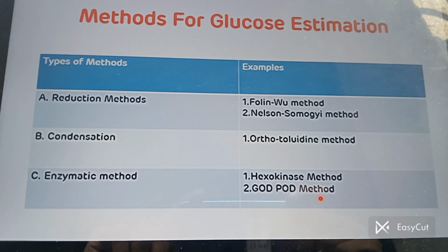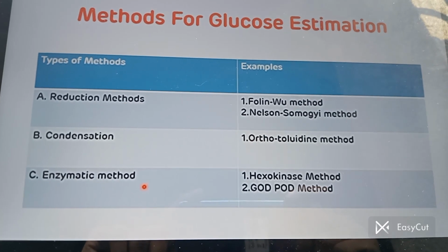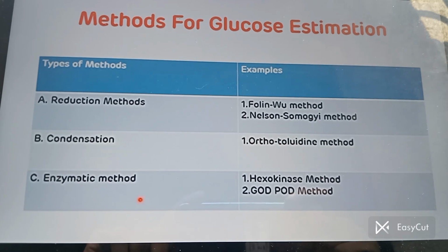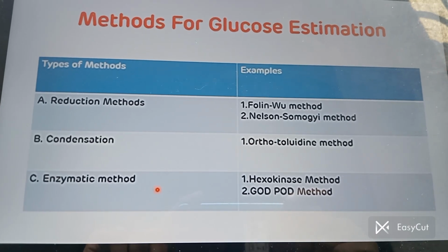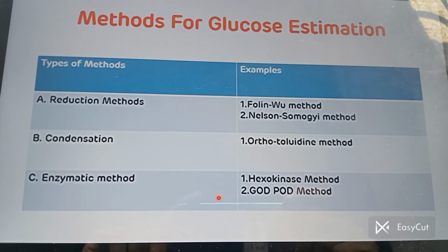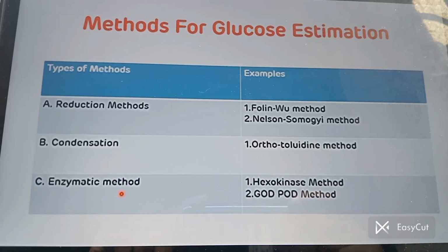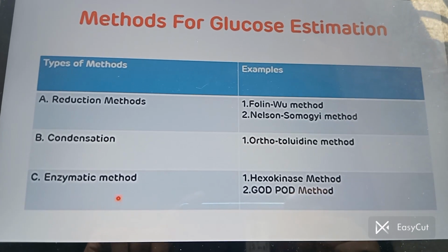oxidase peroxidase method. Among these, the enzymatic method is more specific as compared to the reduction method because there are very few interfering substances and the reagents are more stable as compared to the reduction method. And this enzymatic method measures the true glucose. So these are the advantages of the enzymatic method.